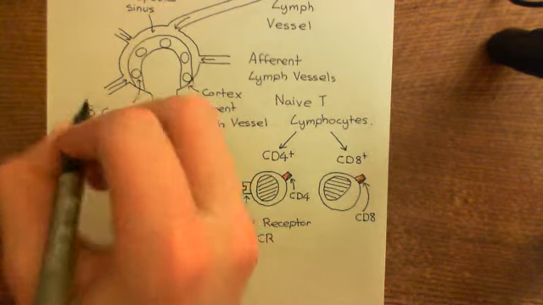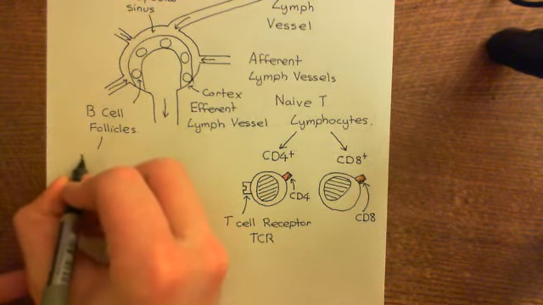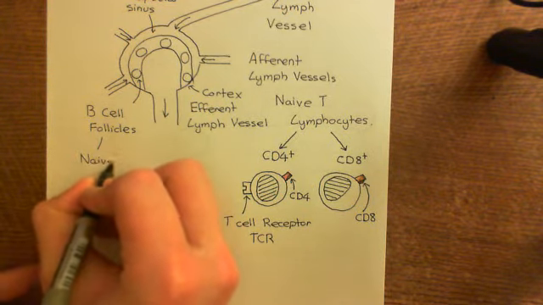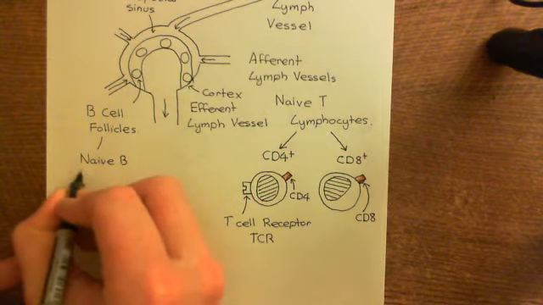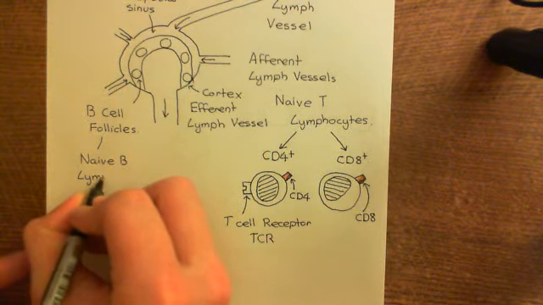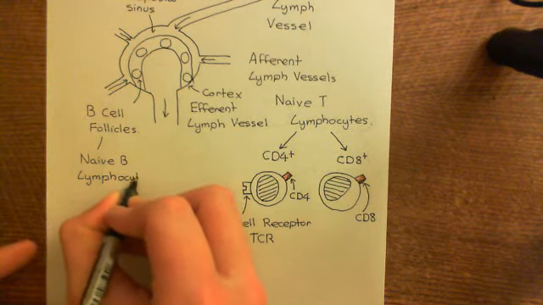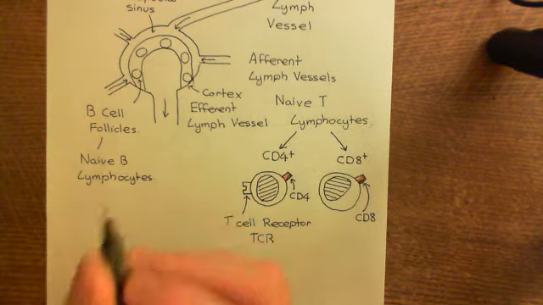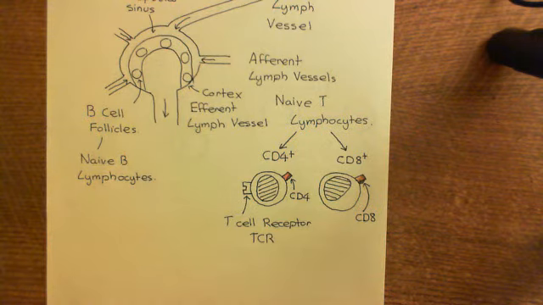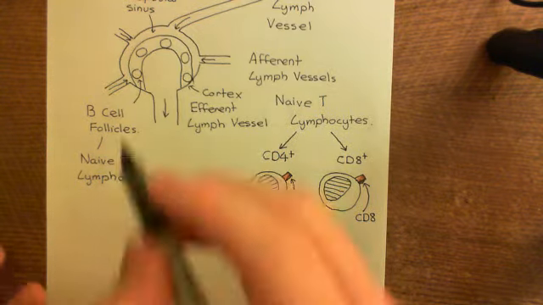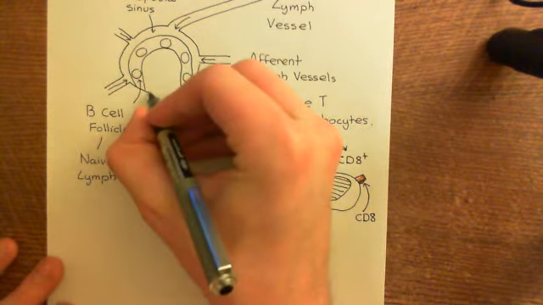Oh, and I should have added that these are full of naive B lymphocytes, so B lymphocytes that have never ever been activated. Now B lymphocytes, again, they all vary, they're all different. They all have a slightly different B cell receptor this time, which recognizes a slightly different antigen, but we'll talk about that later. Okay, then there is another layer of the lymph node.